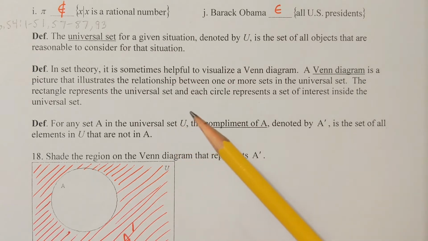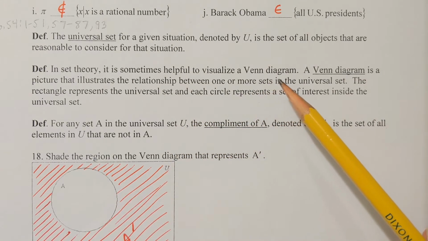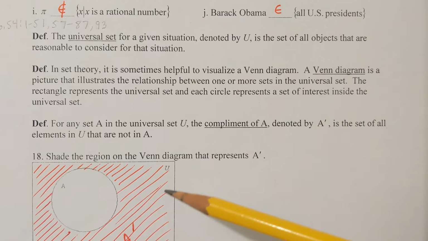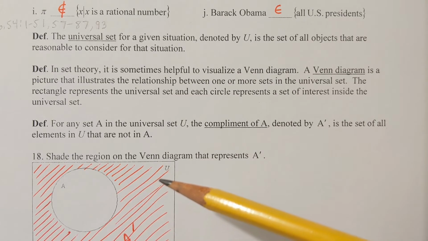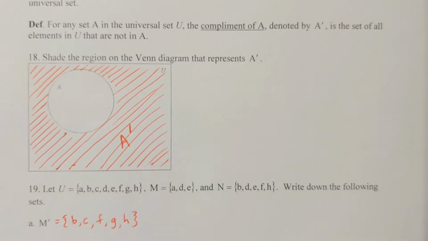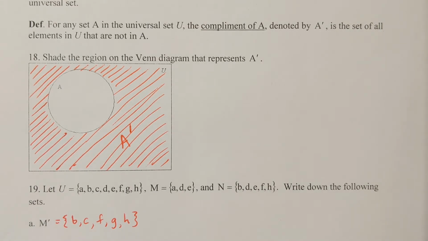In set theory, it is sometimes helpful to visualize a Venn diagram. We're going to be working with Venn diagrams quite a bit in the next two sections especially. A Venn diagram is a picture that illustrates the relationship between one or more sets in the universal set. The rectangle represents the universal set, and each circle represents a set of interest inside the universal set.